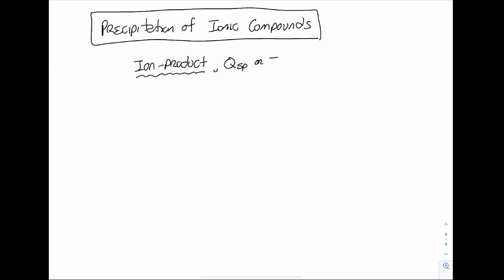I actually learned it as IP for ion product, and I tend to use that sometimes also, so just be aware that IP and Qsp are the same thing. And this is essentially what Qc was back in chapter 13. So it's set up the same way that our equilibrium constant expression would be. It's just that the concentrations don't have to be equilibrium concentrations.